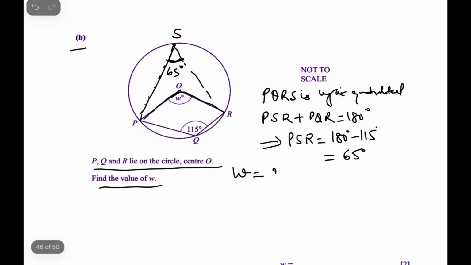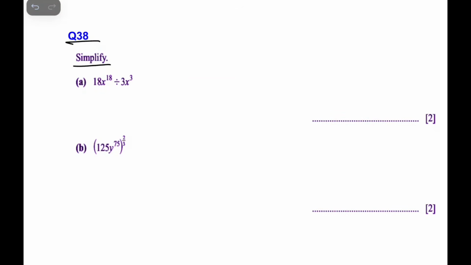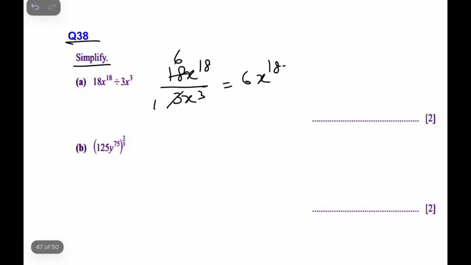Now W angle will be 2 times 65 degree, that is 130 degree. Because the angle subtended at the center of a circle is twice the angle subtended at its circumference. Question number 38, simplify 18x power 18 divided by 3x power 3. Now this can be written as 18x power 18 upon 3x power 3. 3 sixes are 18, so it will be 6x power 18 minus 3. So 6x power 15 will be the answer.